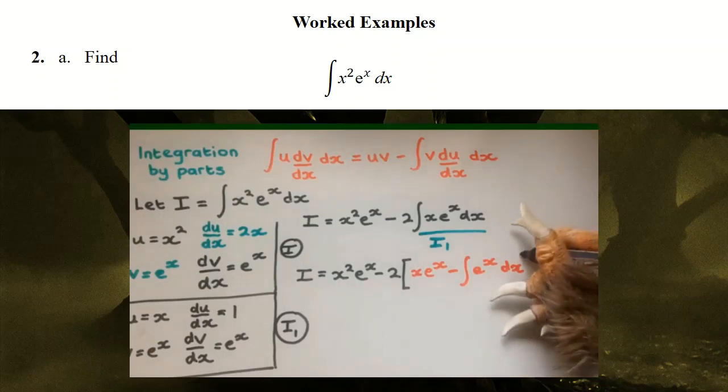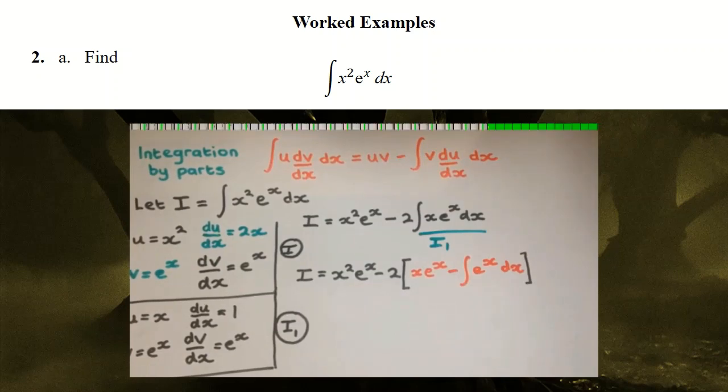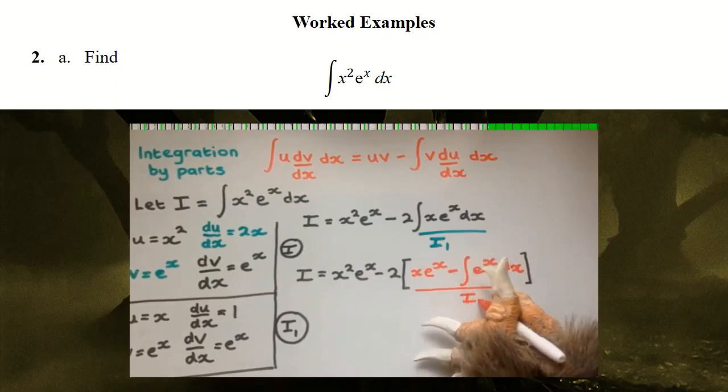Okay, so that's the I1. I apologise, I've been very inconsistent with this. I've switched from green to red, but I'll just label that as I1 there. Okay, so we've got a couple more steps to finish this off.